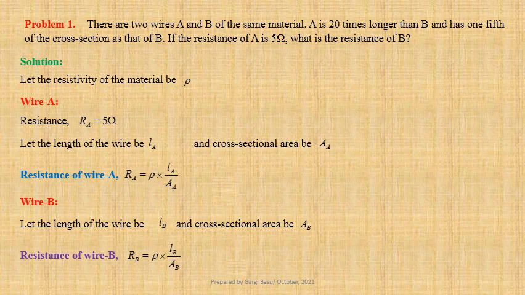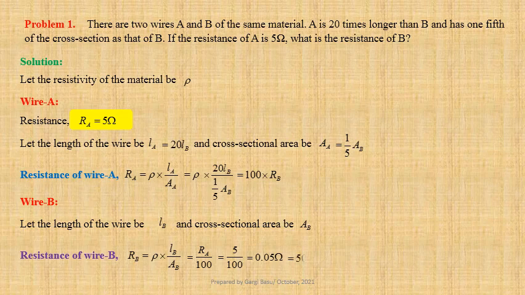According to the problem statement, wire A is 20 times longer than wire B, therefore LA equals 20 times LB, and wire A has 1/5 of the cross section as that of wire B, therefore AA equals 1/5 of AB. Therefore, resistance of wire A, Ra equals rho into 20 times LB divided by 1/5 AB. That gives us 100 times Rb. Therefore, resistance of wire B, Rb equals Ra divided by 100, that is equal to 5 divided by 100, that gives us 0.05 ohm or 50 milliohm.